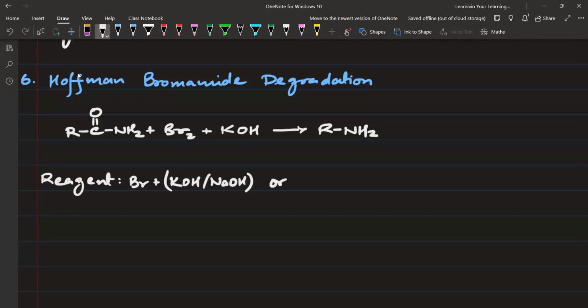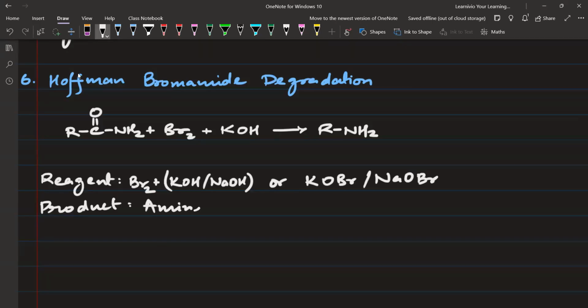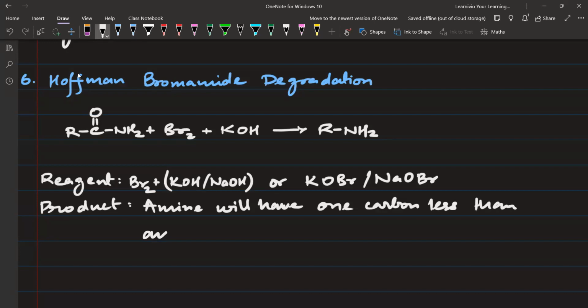Now, what's more important is that rather than writing this whole thing Br2 plus KOH, they are only going to write a particular product we get after we add halogen and base, that is KOBr or NaOBr, sodium hypobromite. Okay, so any one of these reagents could be given, and the product amine will have one carbon less than amide.